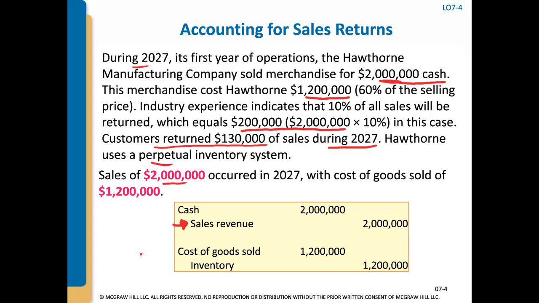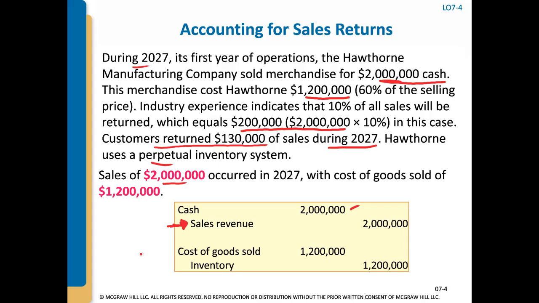Meaning that if we made a cash sale and someone returned it, we would give them cash. If we made a sale on credit and they returned it, then we would reduce our accounts receivable for that amount. But really, I'm focusing on the sales revenue in this video. So, okay, let's look. We made a $2 million sale.